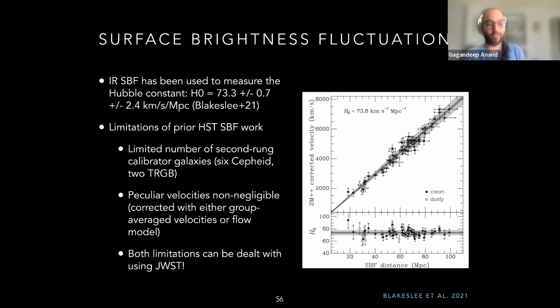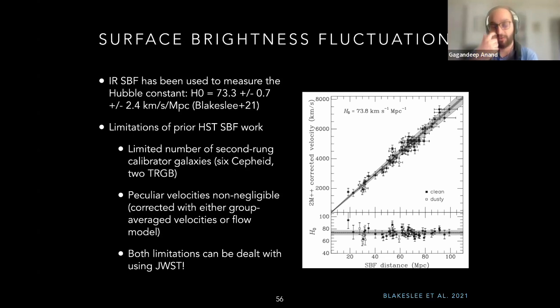The other is that the peculiar velocities that we're measuring with Hubble at SBF distances are not small. These are galaxies that are mostly between 50 to 100 megaparsecs. And so their velocities are, while still largely dominated by the expansion of the universe, by the Hubble flow, affected by peculiar velocities that result from galaxy-galaxy interaction.